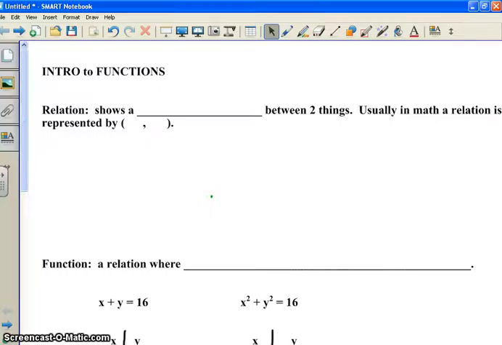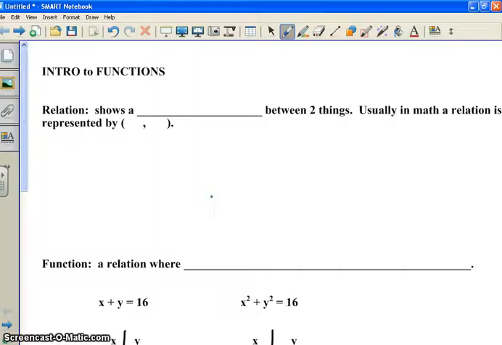Welcome everyone to the fun world of functions. Today we're going to start some basic function vocabulary that's going to come into play over and over again over the next few months as we investigate different types of functions in Algebra 2. But before we get into a function, we have to know what a relation is.